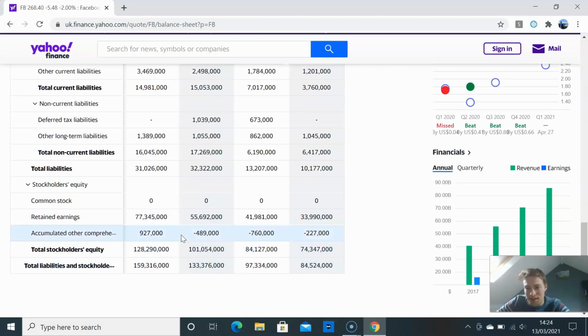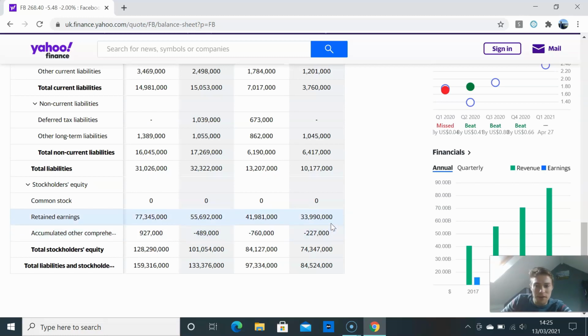That will bring us to the total stockholders' equity. So how much equity is actually relatable to the owners of the company, which is you, the shareholder. And we can see here that shareholders' equity is growing year on year, which is a very good sign. The company is growing, it's managing its liabilities, and its assets are increasing. So it's growing as a company. And a growing company is a good company because more than likely that means the share price is going to go up, as long as it's not overvalued.